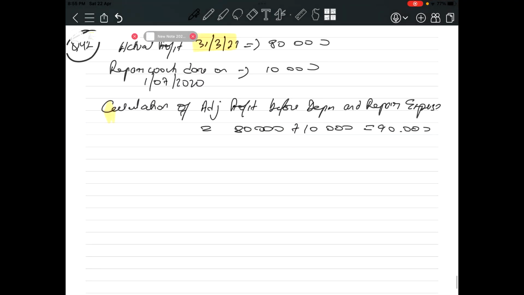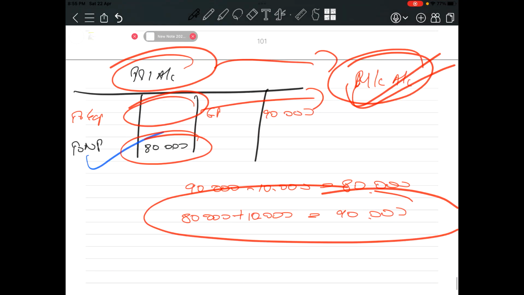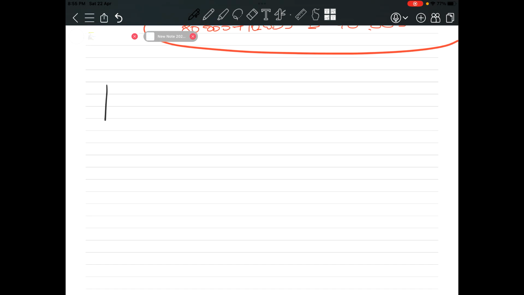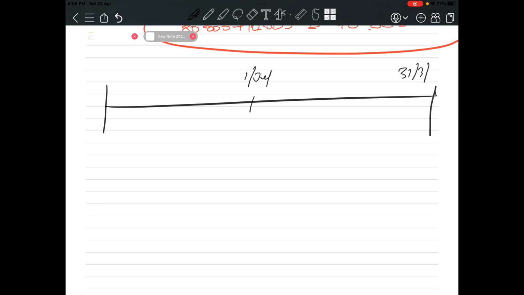Okay, now let's understand this point. What has happened? Let's do a timeline. The 31st March year is ending here, and repair work has been done on 1st July 2020 of 10,000 rupees.